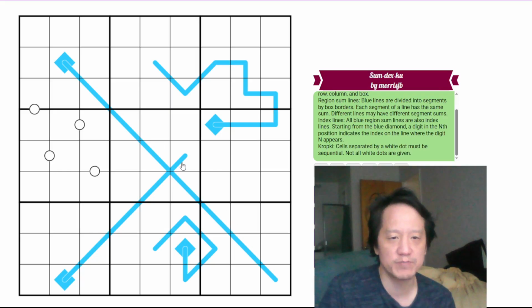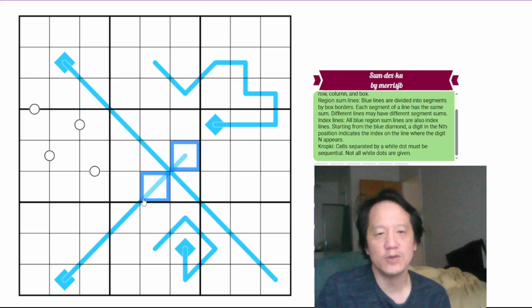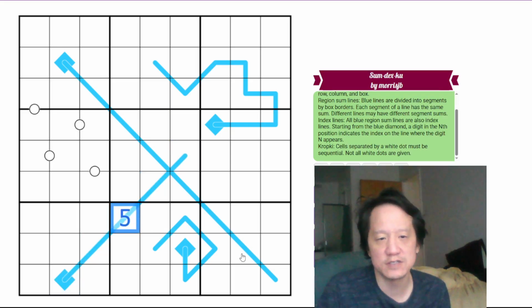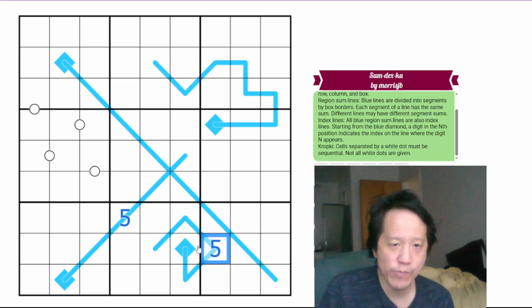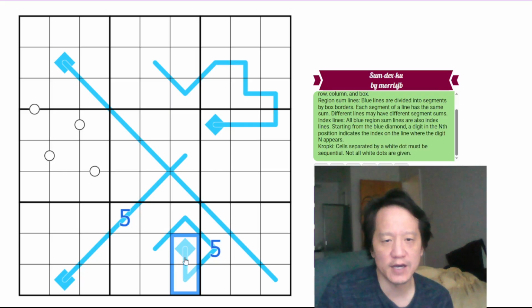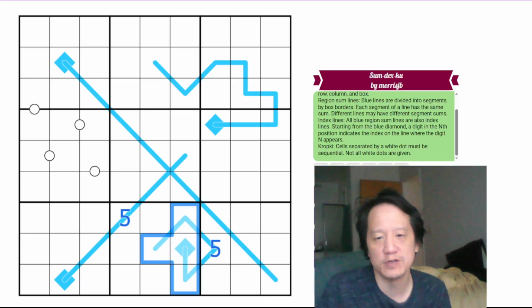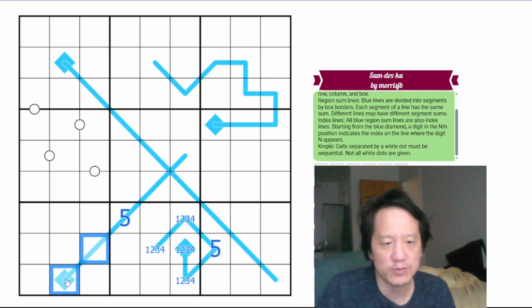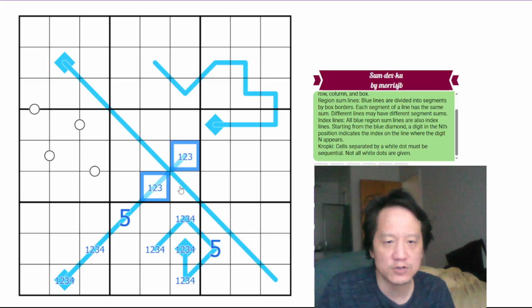Okay, the one that pops to my mind is these 5 length index/region sum lines. The most these could be is 5, and therefore the largest digit has to be the single digit by itself. So this is a 5 and this is a 5. These digits must add up to 5, so these two must add up to 5 and these two must add up to 5. Therefore this must be 1, 2, 3, and 4, because those are the only digits that add up to 5. Similarly, these are 1 through 4 and these are 1 through 4 also.